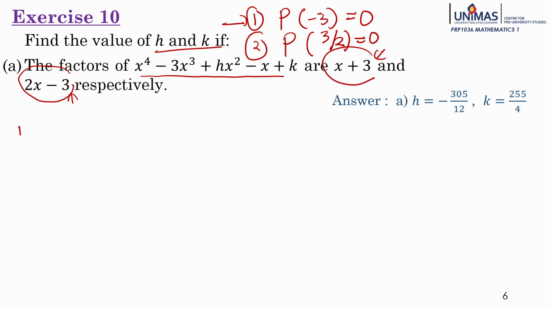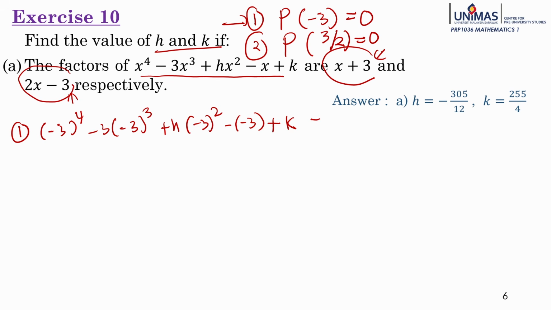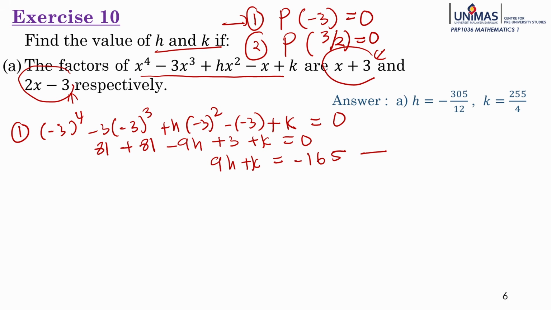Number one, we substitute the value of x as negative 3. So negative 3 to the power of 4, minus 3 times negative 3 cubed, plus h times negative 3 squared, minus negative 3, plus k equals 0. Then you simplify, and you can get 81 plus 81 plus 9h plus 3 plus k equals 0. So you get 9h plus k equals negative 165. This is our first equation.